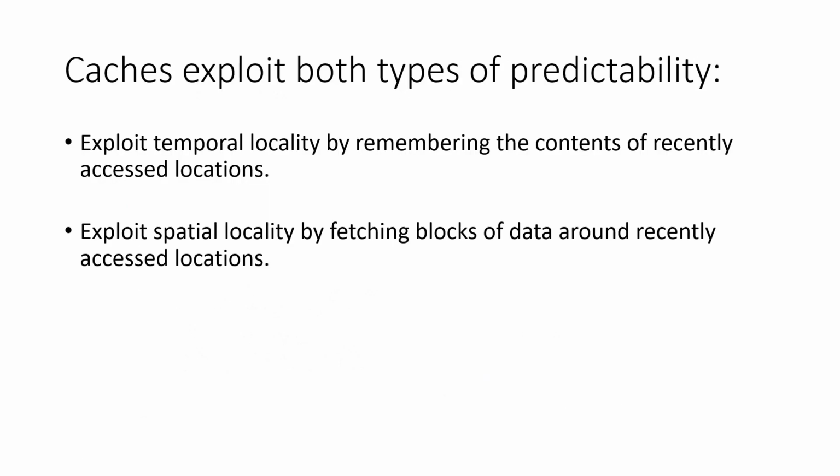Cache memories are a way to build a cache hierarchy that exploits both kinds of locality. We exploit temporal locality by remembering the contents of recently accessed locations, and we exploit spatial locality by fetching blocks of data around recently accessed locations. The word cache comes from the French word cacher, which means hide away.